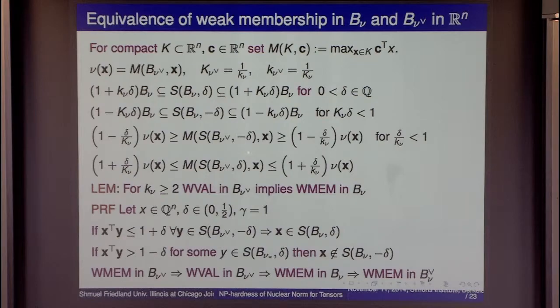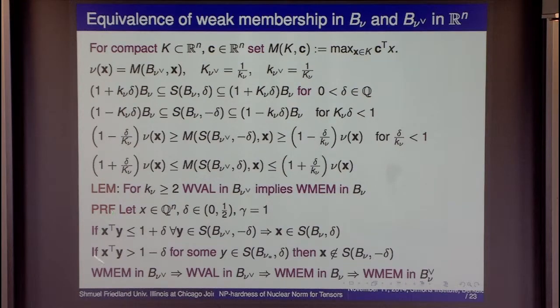Okay, so the technicalities right now are not so important. Now we deduce the following lemma. If k nu is greater or equal to 2, then weak validity in B nu implies weak membership in the dual. And that's what we need. The proof is just applying these inequalities.